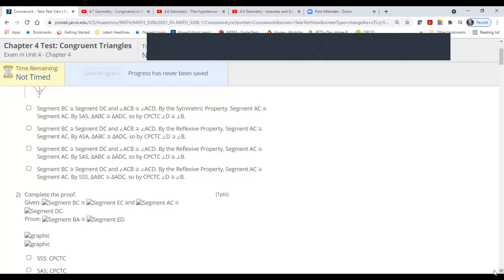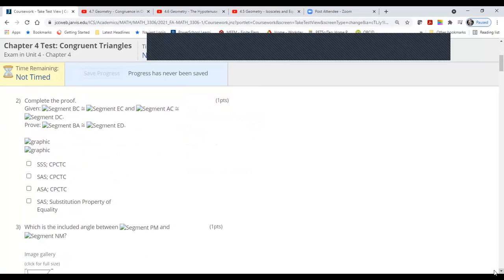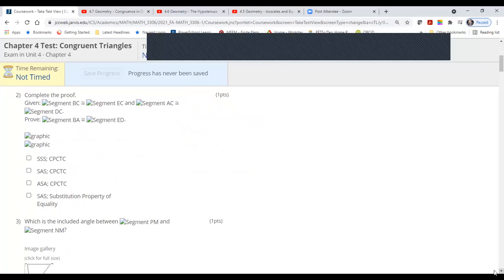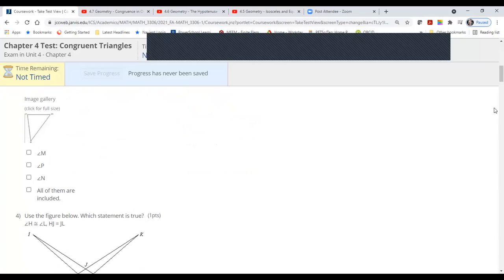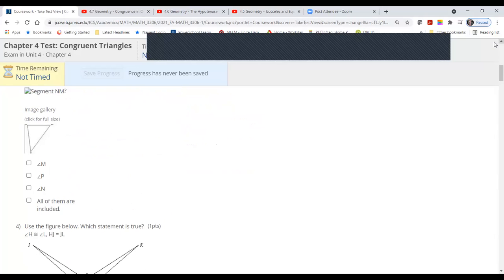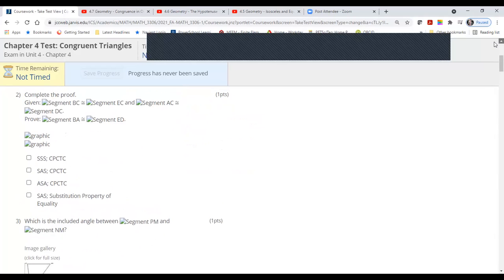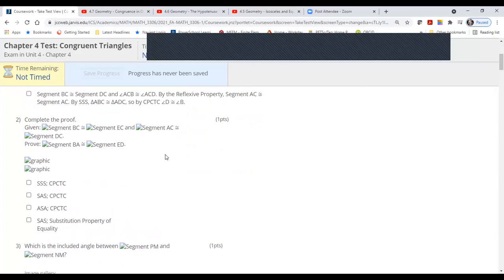For number two, you need to complete the proof. I need to put a new picture. Apparently the picture is not here.